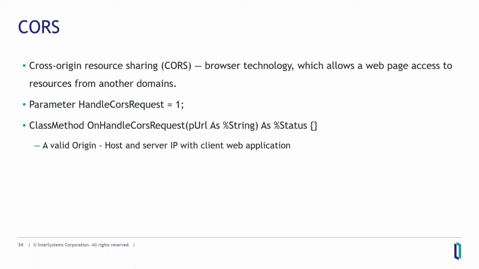I'd like to state it once again: just specifying HandleCorsRequest equals 1 is extremely insecure, and you should not do that in production. You should specify HandleCorsRequest and also the method OnHandleCorsRequest, which limits possible origins of your request only to your known servers, which should be a whitelist. Okay, that's about CORS.